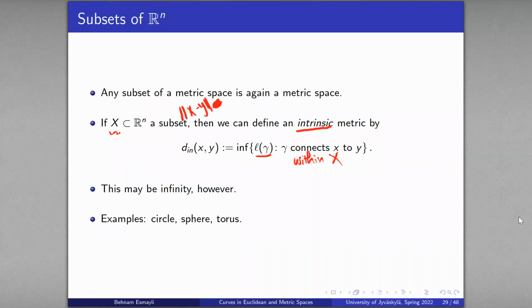The easiest example is, for example, the circle in R2, right? So the circle is your S1 and it is sitting in R2. The intrinsic distance between 2 points will be the shorter of the 2 arcs connecting them. So in this case, it will be the length of this arc, which equals the measure of this angle in radians.